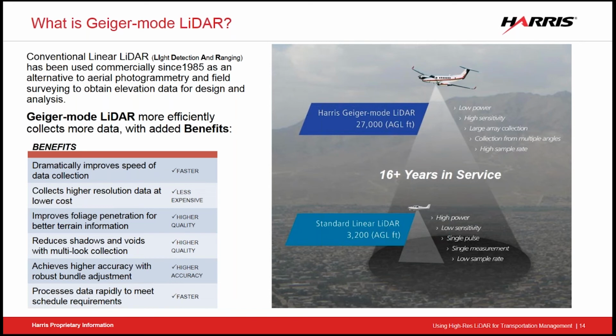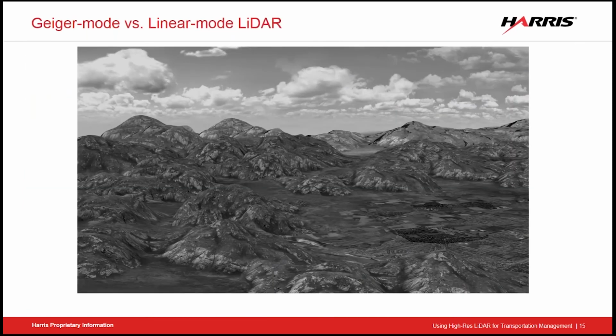So what it really does is improve the speed at which we can collect higher resolution data. It improves a lot of things, like foliage penetration, for example, being able to get through that dense foliage layer down to the terrain, and do the analysis on that foliage, whether it's species classification or tree classification. It reduces the shadows and voids, and achieves a higher accuracy, with a consistent, robust adjustment that we do to be uniform across the entire area.